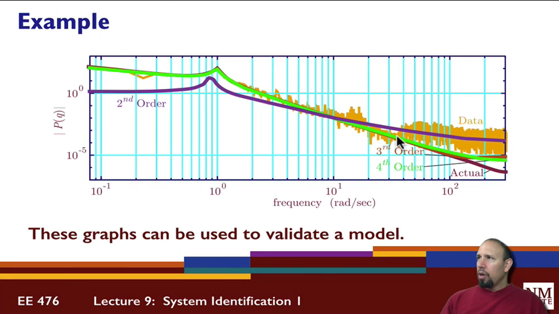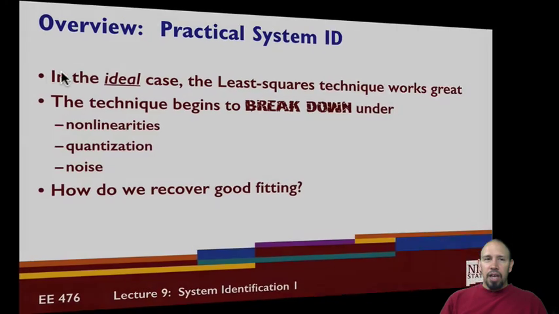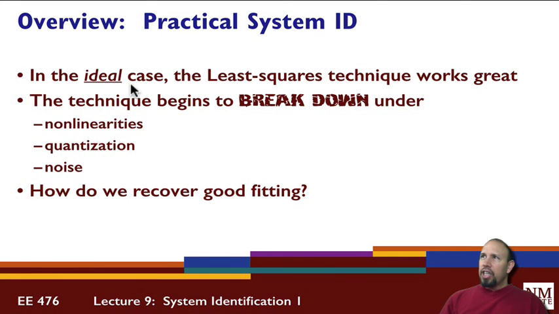What that also means is that we need to not pay too much attention to the fit out here. For the second order system, the fit out here is not very good, so we can definitely reject that. But the data fits that we get out here are pretty good. So this is helpful. What we've seen is that in the ideal case, the least squares technique works great. Least squares system identification works great.